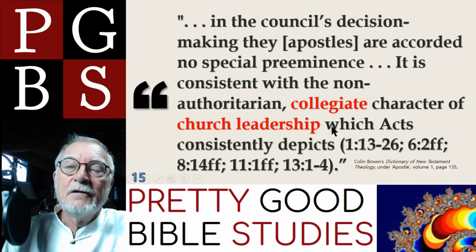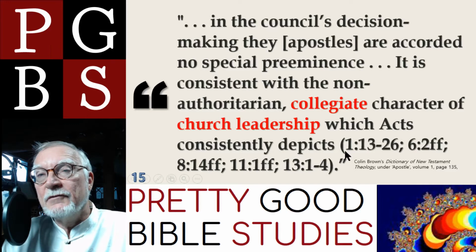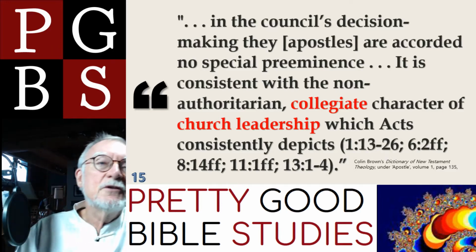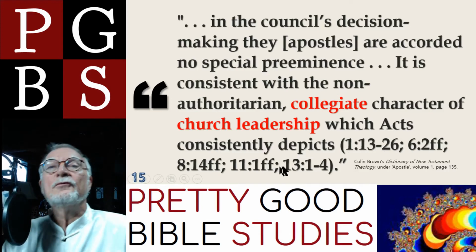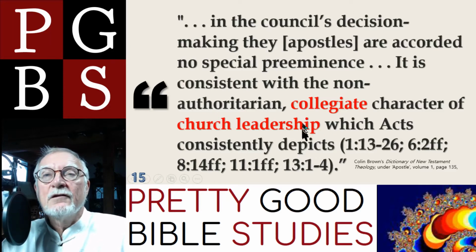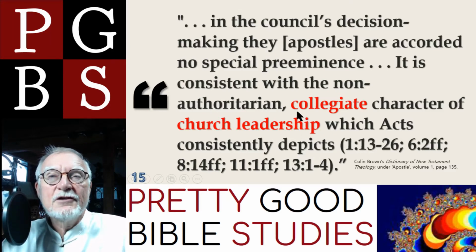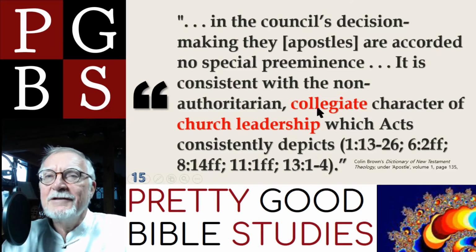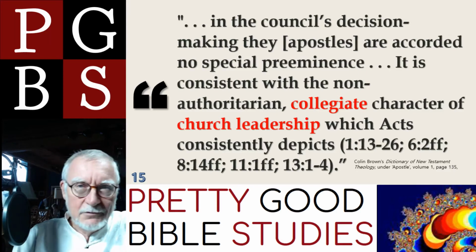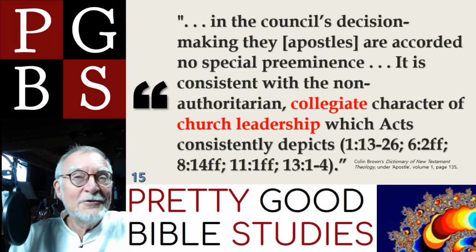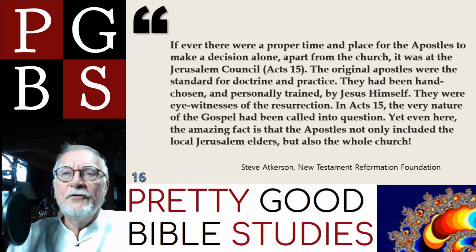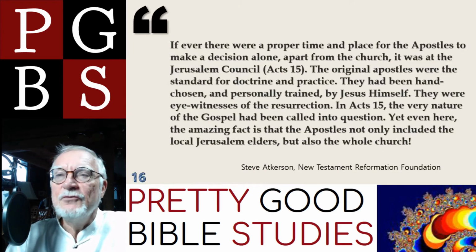Now, this is Acts 1 is choosing Matthias. I've already mentioned that. Acts 6 is choosing the deacons. I've already mentioned that. I don't know what the other ones refer to. But the point that I want to make here is that Colin Brown uses this phrase here, collegiate character of church leadership. Collegiate, that means consensual. We make the decisions as colleagues, together. We consensually decide.